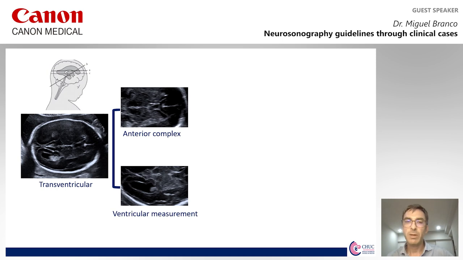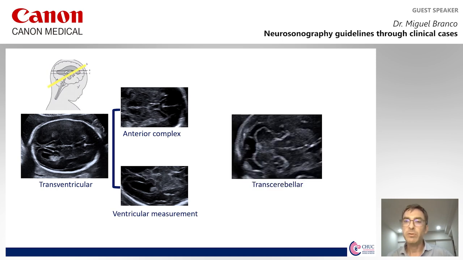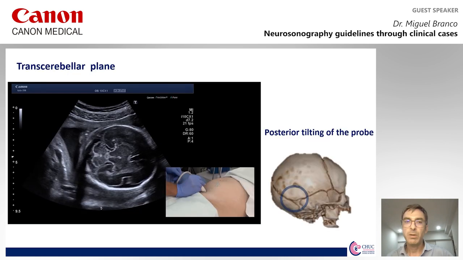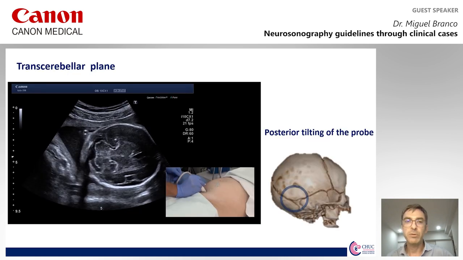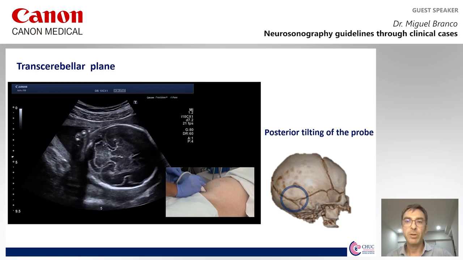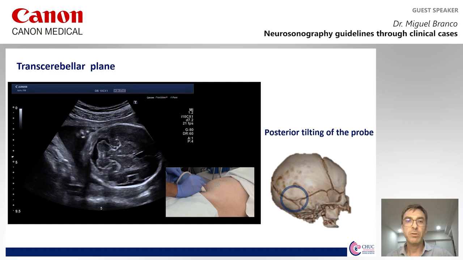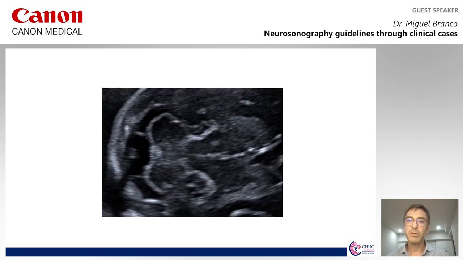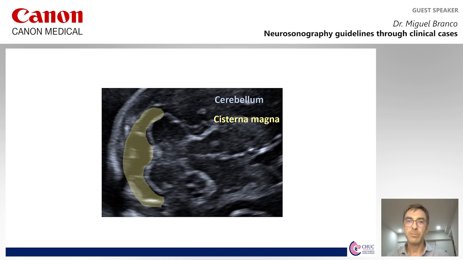The second axial plane is the transcerebellar one. For this, we must tilt the probe posteriorly and access the posterior fossa through the mastoid fontanelle. On axial evaluation of the posterior fossa, we should identify the cerebellum and the cisterna magna. In the cisterna magna, we can always find thin septations, which are normal findings.